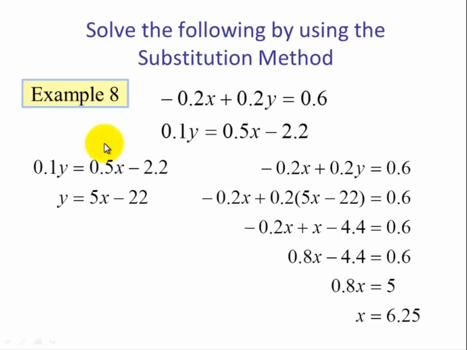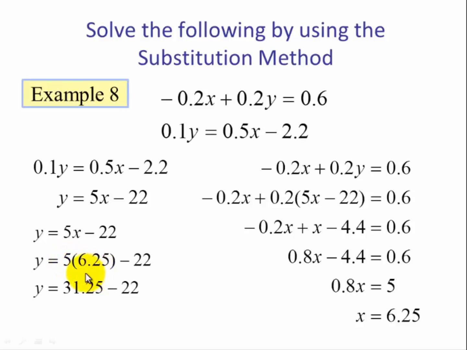To find y, it would make sense to use this equation. Everywhere I see an x, stick 6.25. 5 times 6.25 becomes 31.25. Minus 22 gives us a value for y of 9.25. So the solution to this system is 6.25, 9.25. For this example, it would be very hard to get the exact answer using the graphing method.